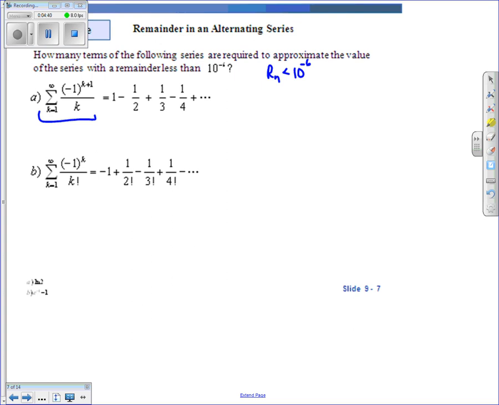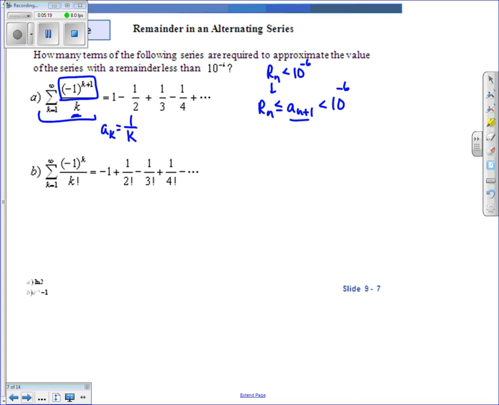Well, R sub n, we know it is also smaller than a sub n plus 1. So if we want R sub n to be less than 10 to the minus 6, we can just make sure a sub n plus 1 is less than 10 to the minus 6. Well, what is a sub n plus 1 in this particular series? Don't worry about the minus 1 to the k plus 1. That's just giving us the alternating feature. The a sub n plus 1 in this case is 1 over n plus 1. So right here I see that a sub k is 1 over k.